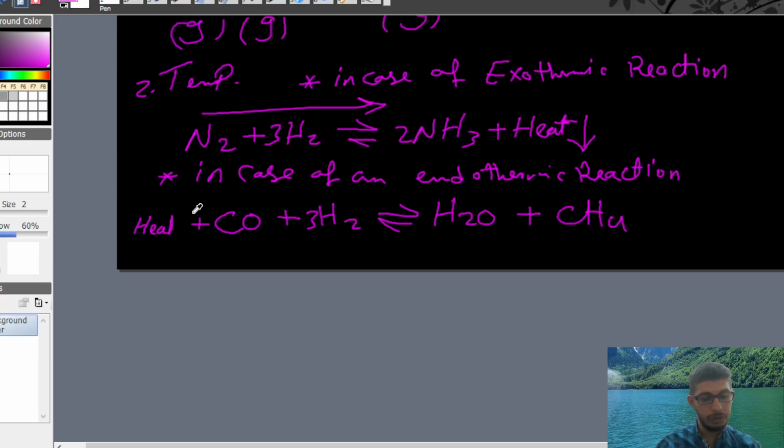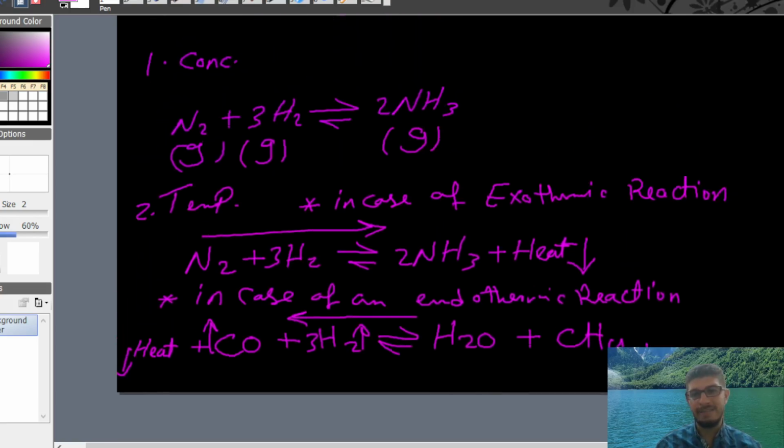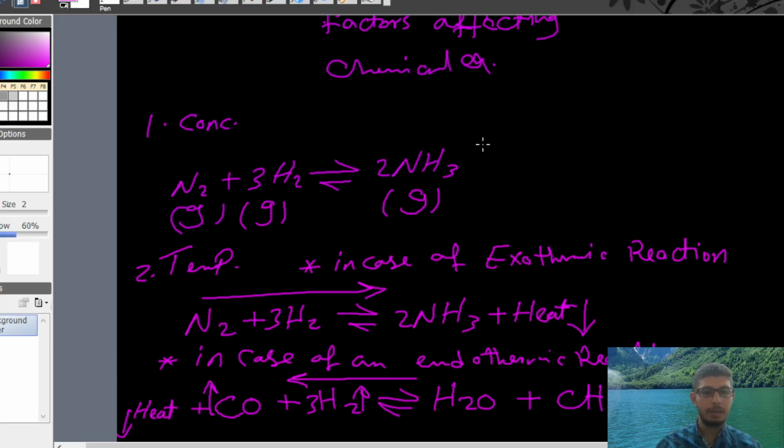What if you decrease the heat energy? The reaction will shift to the backward direction. That means the H2O and CH4 gas concentrations will decrease, and the carbon monoxide and hydrogen gas concentrations will increase, right? So this is the effect of temperature and concentration.